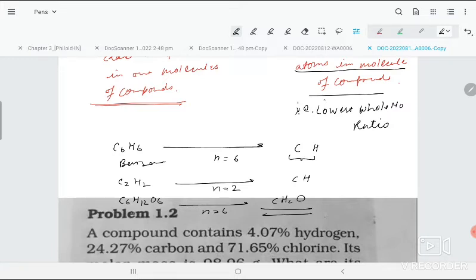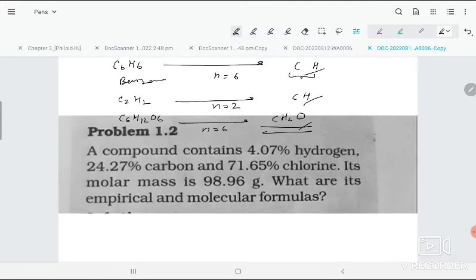Is it okay? I am asking, suppose C2H6, what will be the empirical formula? CH3. n equal to 2, so it is going to be CH3. So this is all got over. That is the meaning of empirical formula. Now we are going to solve the problem.